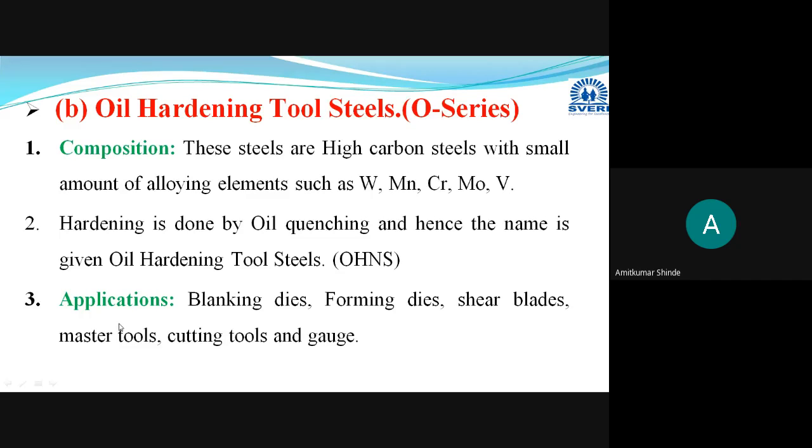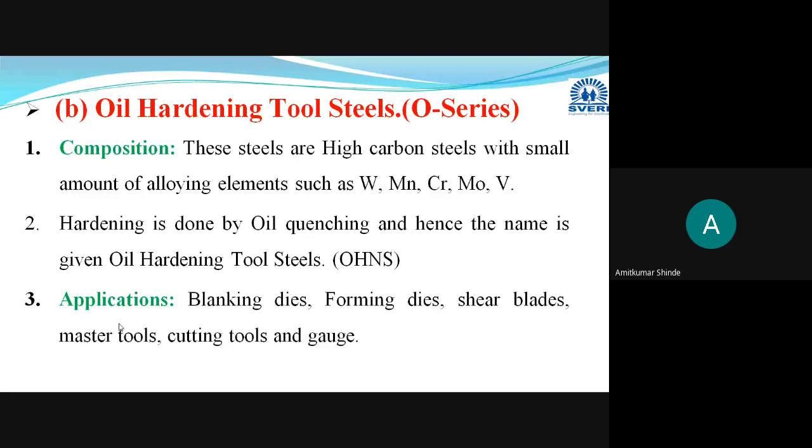Now, different applications of oil hardening tool steels. These are used for manufacturing of different dies, that is the blanking die, forming die, then different types of cutting tools, shear blades, or some particular master tool you are using for specific applications. Then it is also used for manufacturing of different gauges. Gauges means different measuring instruments. So these are the applications.